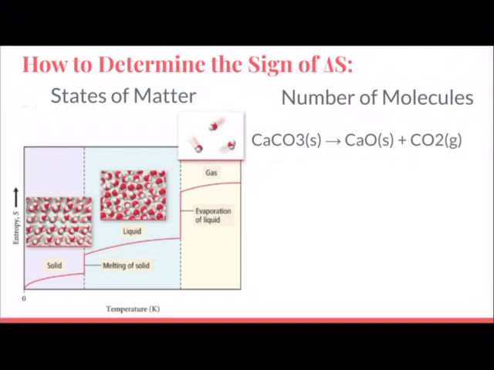Another way to determine the sign is by looking at the number of moles on both sides of the equation. For example, in the decomposition of calcium carbonate, there is 1 mole of reactants while there are 2 moles of products, so delta S will be positive because it is getting more disordered.